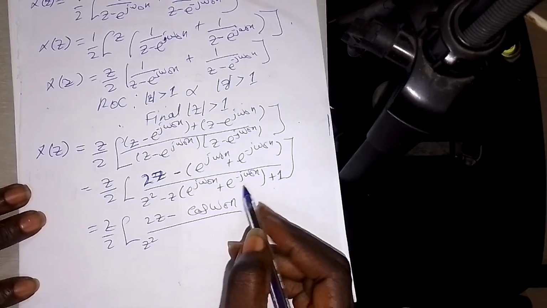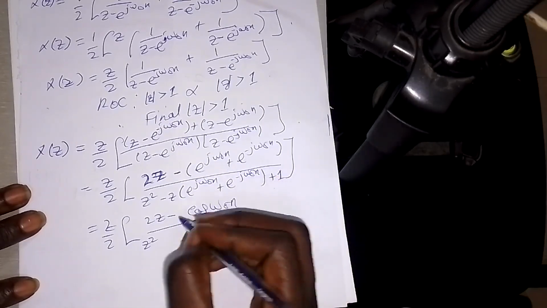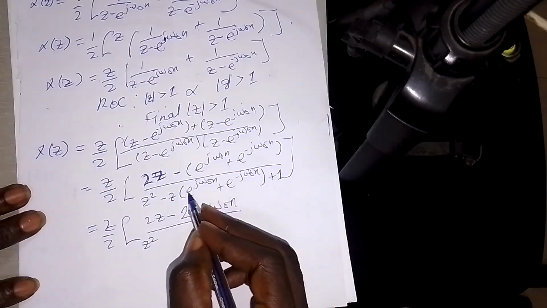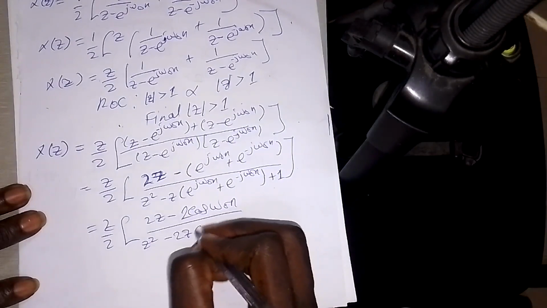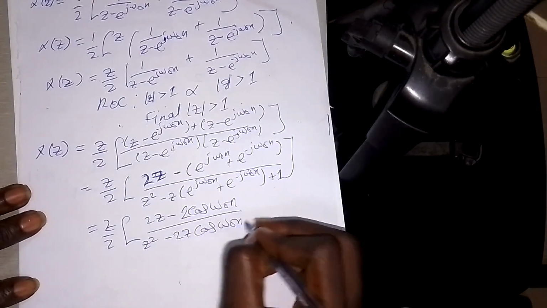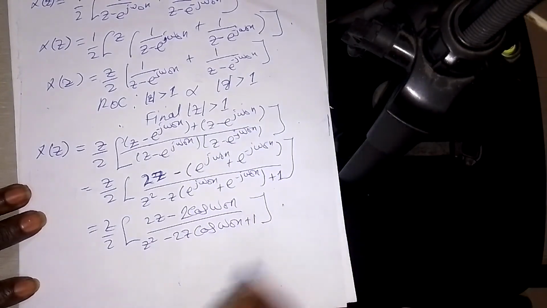But a cos here, it will give me a cos, but it will give me minus 2 cos. Here also it will give me minus 2 cos. So 2z cos omega naught n plus 1. So basically this is what I'm going to get.